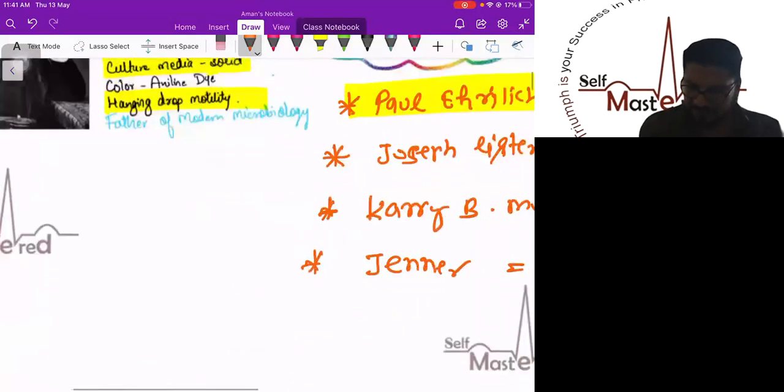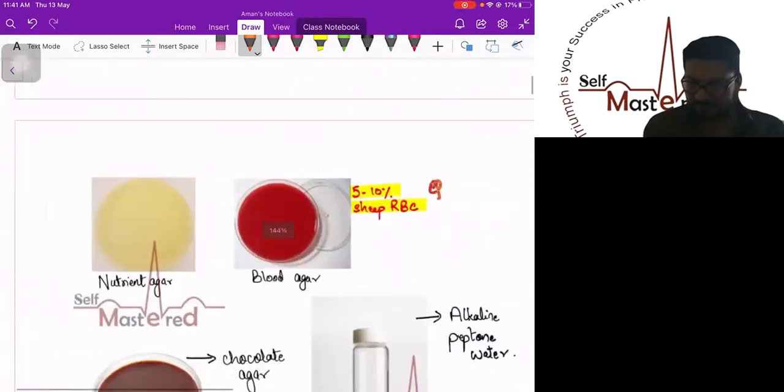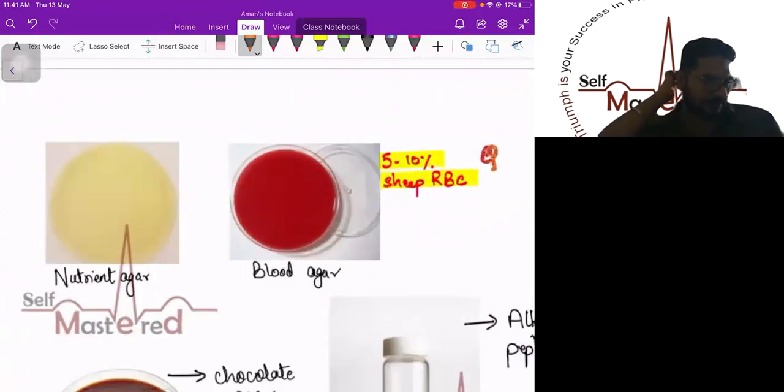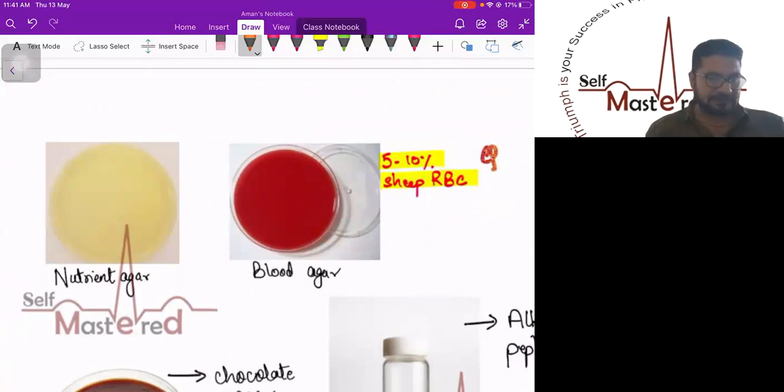Then understand what we have. We have the concept of media. So in general microbiology, I'll be discussing the concept of media. The first media was used by Louis Pasteur. So these are basic things.